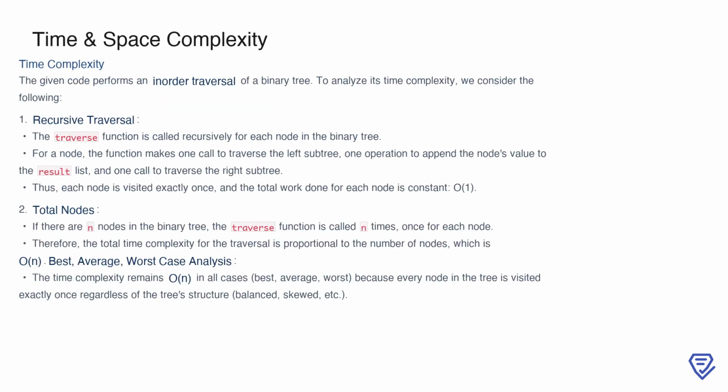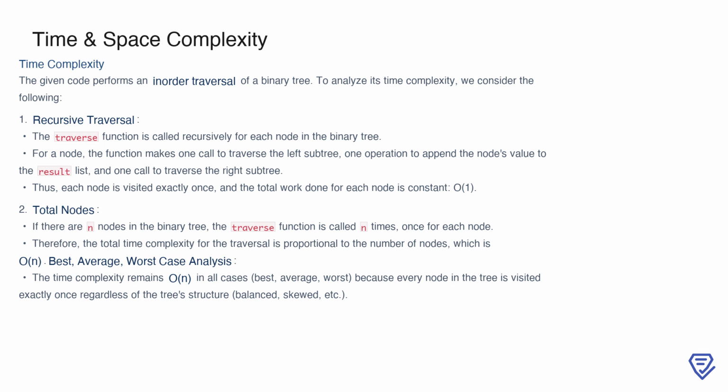To analyze the time complexity of the given Inorder traversal, we start by understanding how the recursive function traverse operates. For each node in the binary tree, the function makes one recursive call to the left subtree, processes the node itself by appending its value to the result list, and then makes one recursive call to the right subtree. This means that every node in the tree contributes a constant amount of work, O(1), during its visitation. When you consider the entire tree with n nodes, the function is called exactly once for each node, resulting in a total time complexity of O(n).